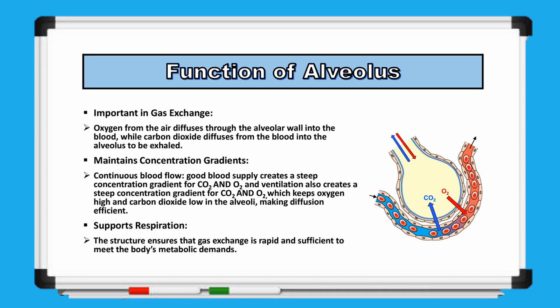Finally, the alveolus plays a direct role in supporting respiration. Its structure, with thin walls, a moist surface, and an extensive network of capillaries, ensures that gas exchange occurs rapidly enough to meet the body's metabolic needs. This means that every single alveolus contributes to providing the body with oxygen for energy production and removing carbon dioxide, maintaining a healthy and balanced respiratory process.